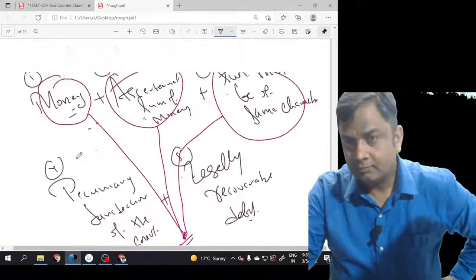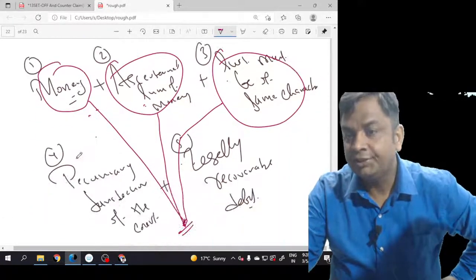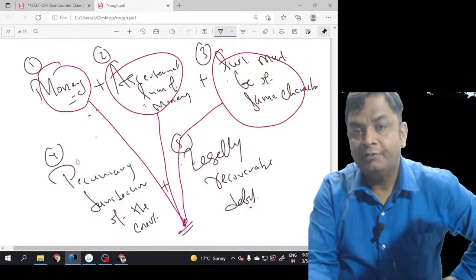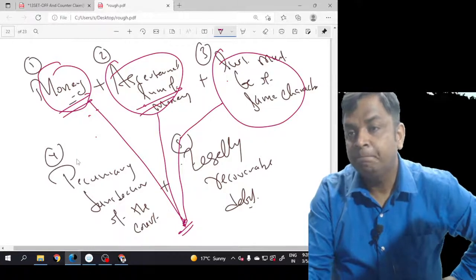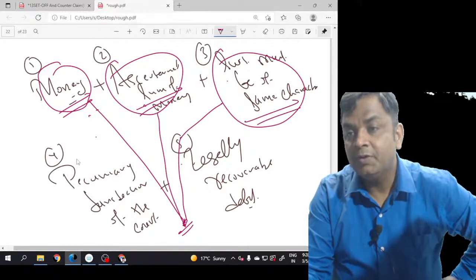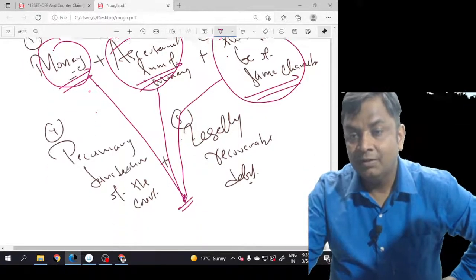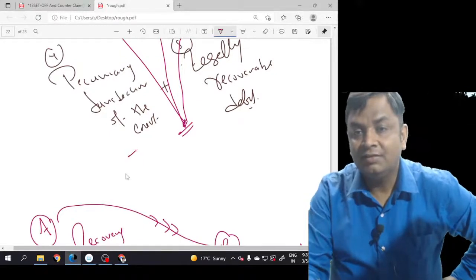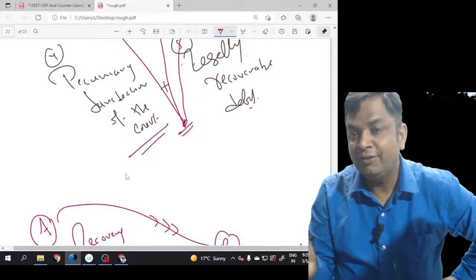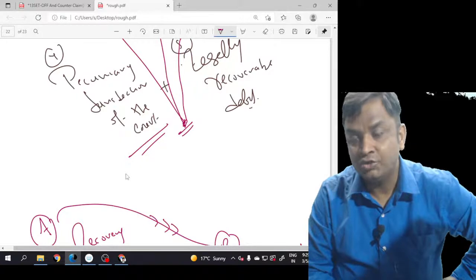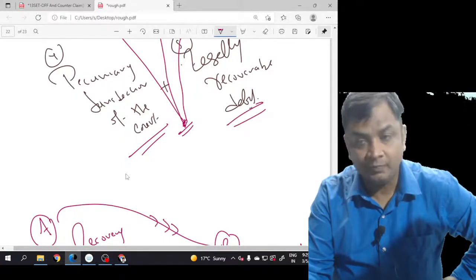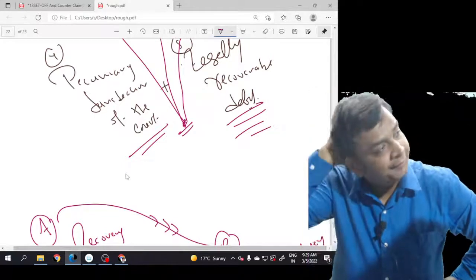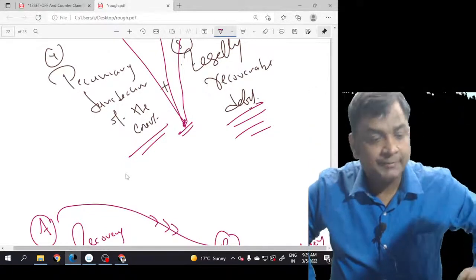This one, the point called here. See, the point first is the money. The second is the certain sum of money. Third thing, the suit must be of same character. Of course, fourth thing is there should be the pecuniary, within the pecuniary jurisdictions of the court, and it should be for the legally recoverable debts there.